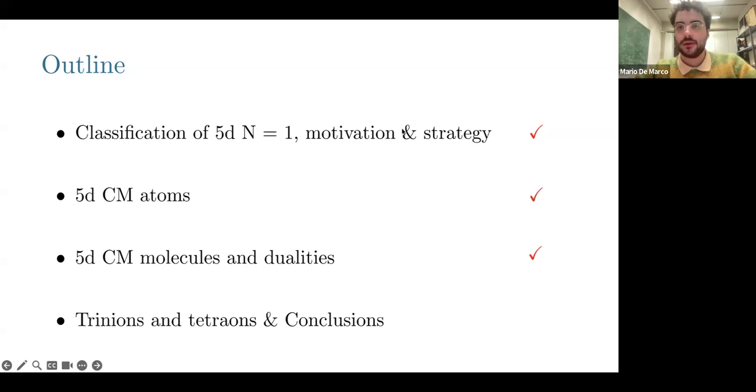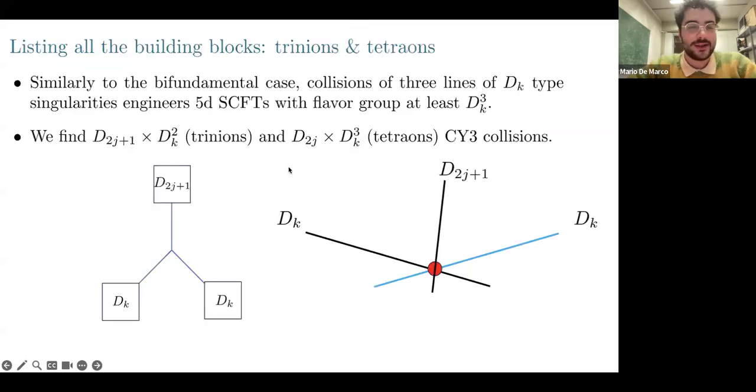Okay, so I will now briefly tell you about the trinion and the tetron. Similar to the bifundamental case, we can also collide three lines of D-type singularities. And the theory that we obtain, we expect to have a flavor group at least of type SO(2k)^3, so SO(2k) cube flavor symmetry.